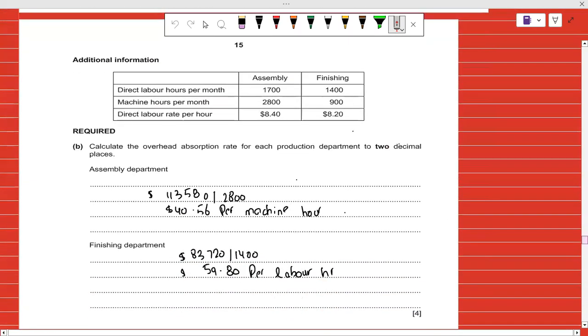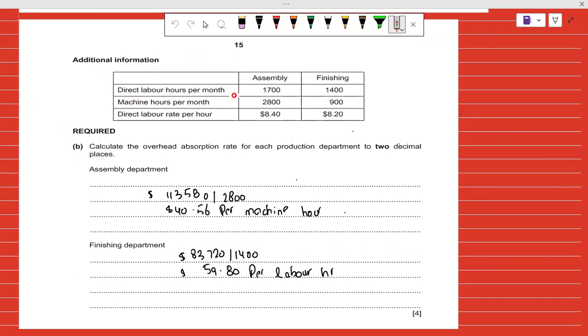Okay, so now we have some additional information in the next part. Direct labor hours per month in the assembly department is 1,700. It means that laborers used to work 1,700 hours per month in the assembly department, and in the finishing department, they used to spend 1,400 hours per month. And machine hours per month for the assembly department is 2,800, and for the finishing department, it is 900.